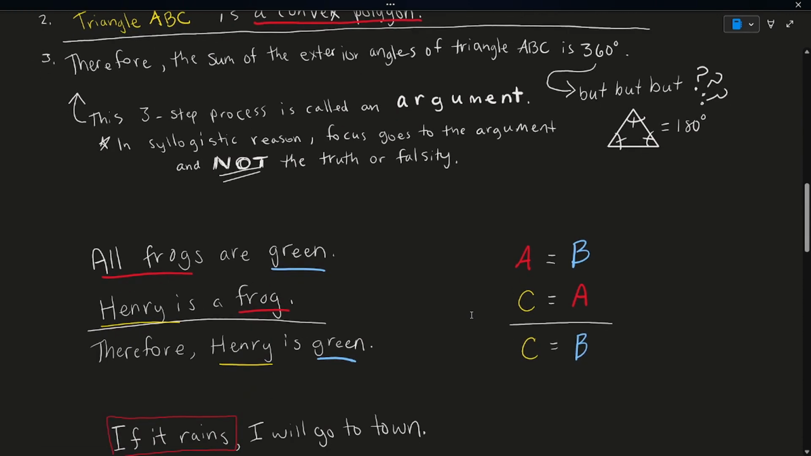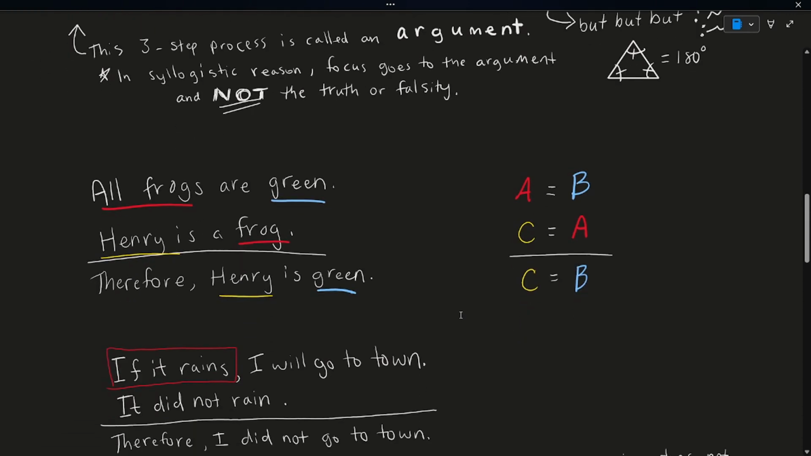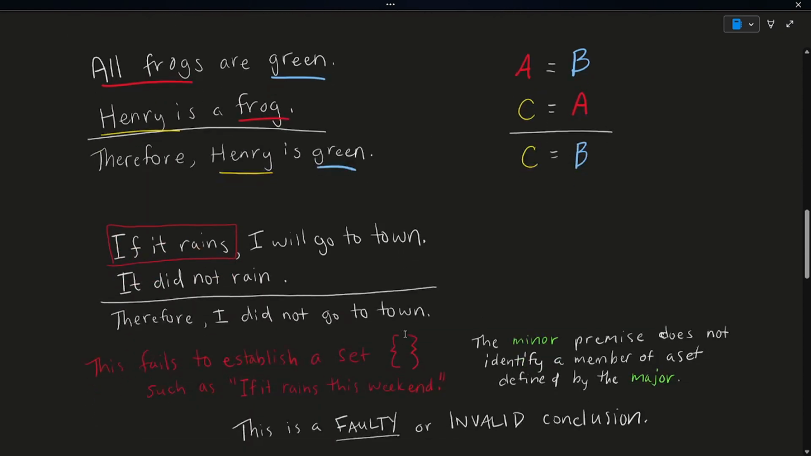Let's look at some more. All frogs are green. Henry is a frog. Therefore, Henry is green. All right, we have our universal here. All frogs, set. All frogs, they're going to equal green. All frogs are green. Awesome. Now Henry, he's a frog. He's been identified in the minor premise as a member of the set of all frogs. Therefore, Henry is in fact green. That's a valid argument. Okay.